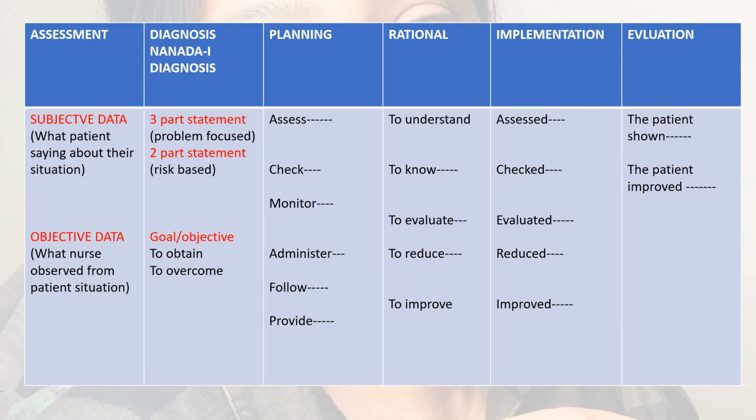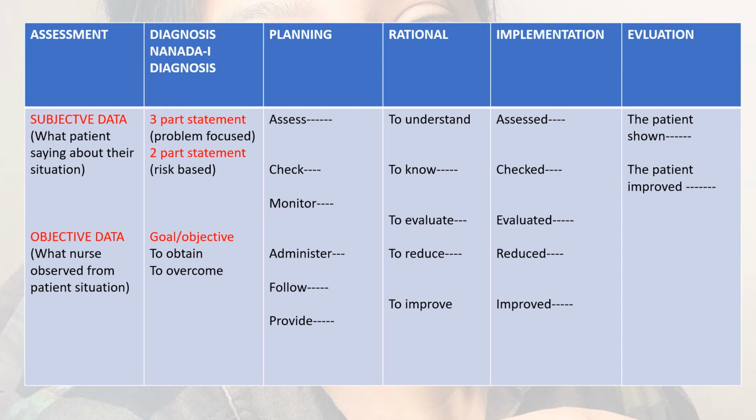Okay, then after that you have to write the next column, that is implementation. In implementation you have to write in the past tense: assess, assessed; check, checked; monitor, monitored; administer, administered; reduce, reduced. Okay, and after implementation go to the evaluation column.